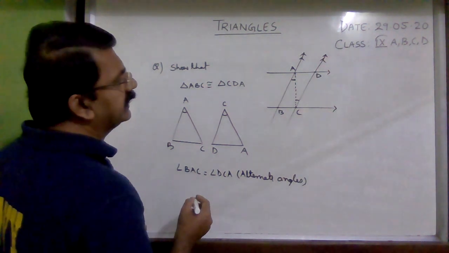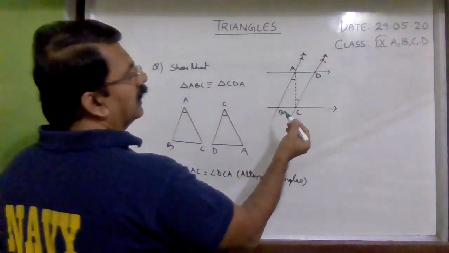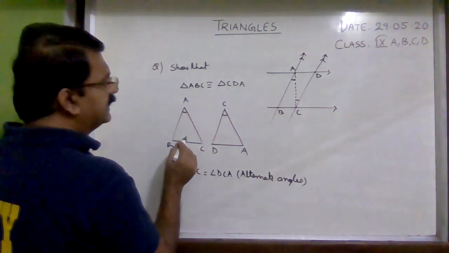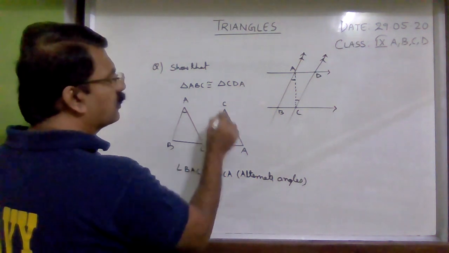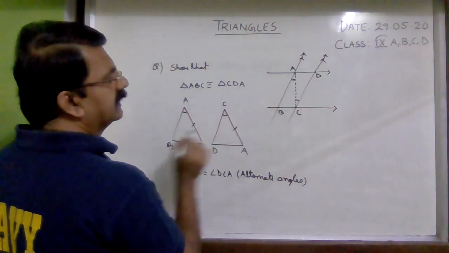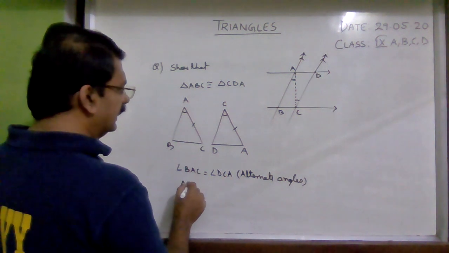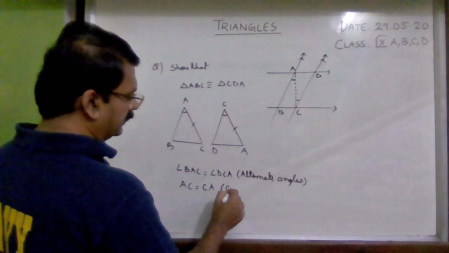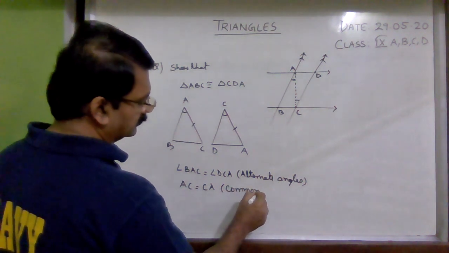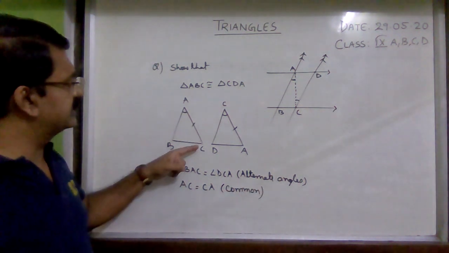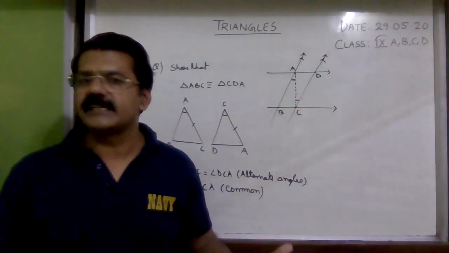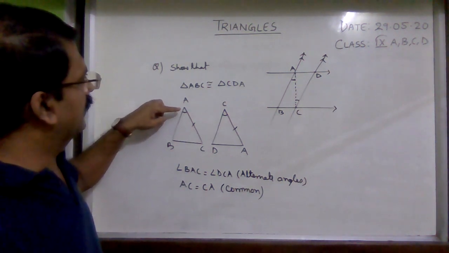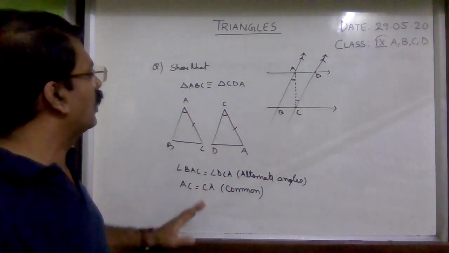Okay, then you see, AC is common to both the triangles. AC is equal to CA. Reason, you write down common. You see this side AC and this is CA. You know that AC and CA are the same thing, so they are equal. AC and CA, they are common, so they are equal.